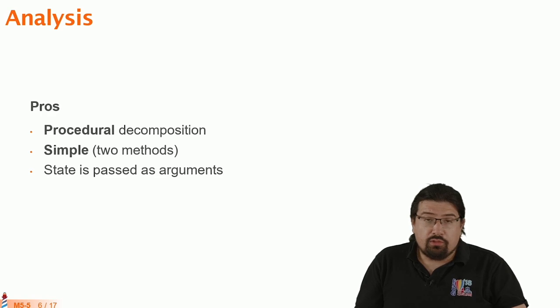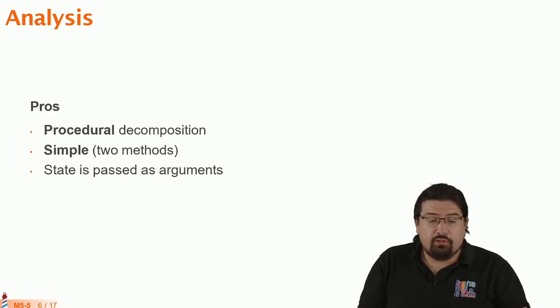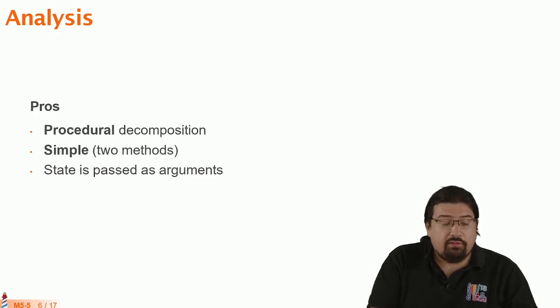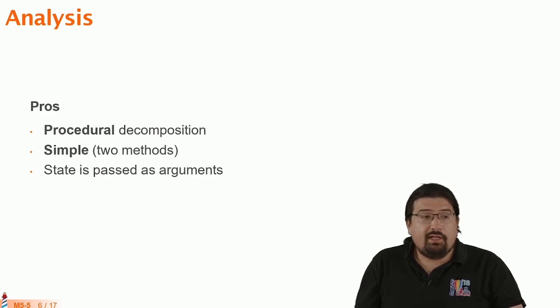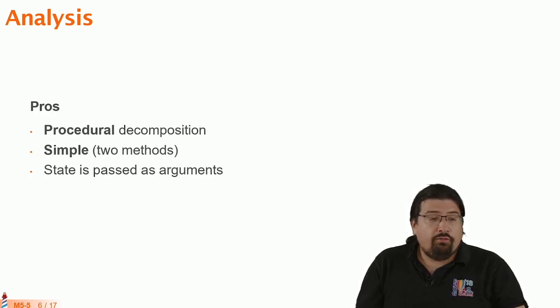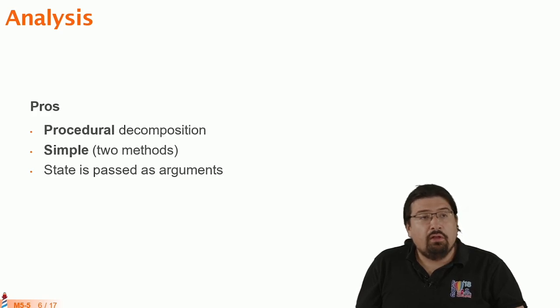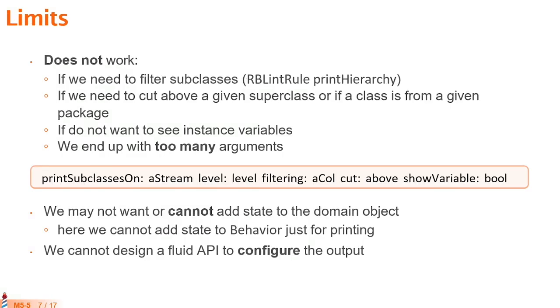This is really good. It's a good solution because this procedure has been split into two methods that are quite simple. One method is responsible for printing the superclasses of the class and one method is responsible for printing the subclasses of the class. And all the state needed by this procedure is passed as arguments. So we have a really clean and nice solution. The problem starts when we add new features to this solution and we have other requirements. We start seeing its limits.